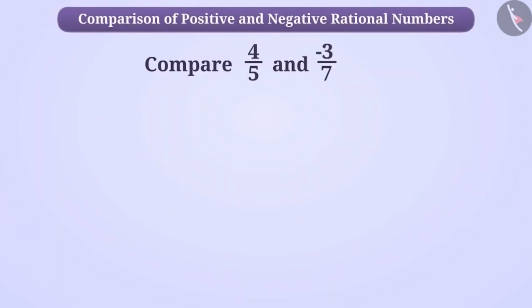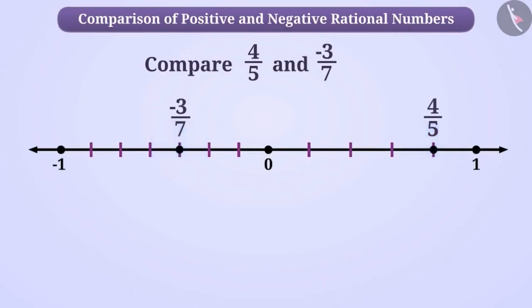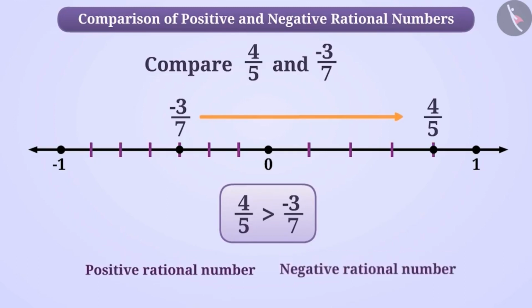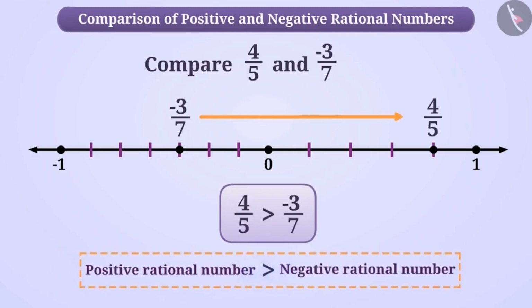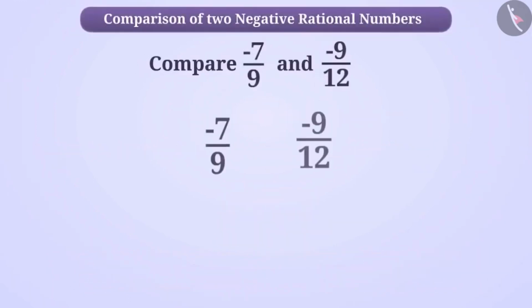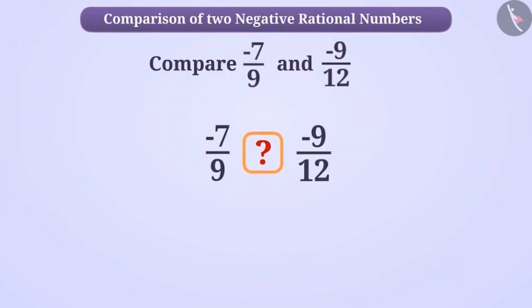Now let's compare a positive and a negative rational number. In the previous video, we saw that the positive rational number 4 by 5 is to the right of the negative rational number minus 3 by 7. Therefore, 4 by 5 is a greater rational number than minus 3 by 7. In general, we can say that any positive rational number is always greater than any negative rational number. Now, can you tell me, how will you compare negative rational numbers? Think for a while.